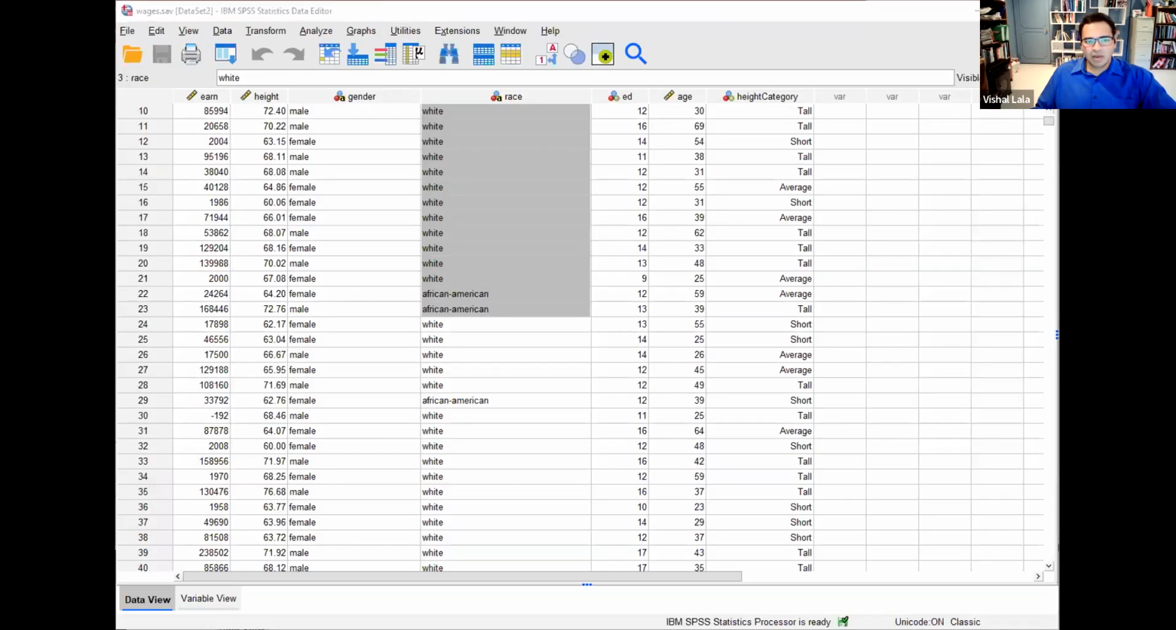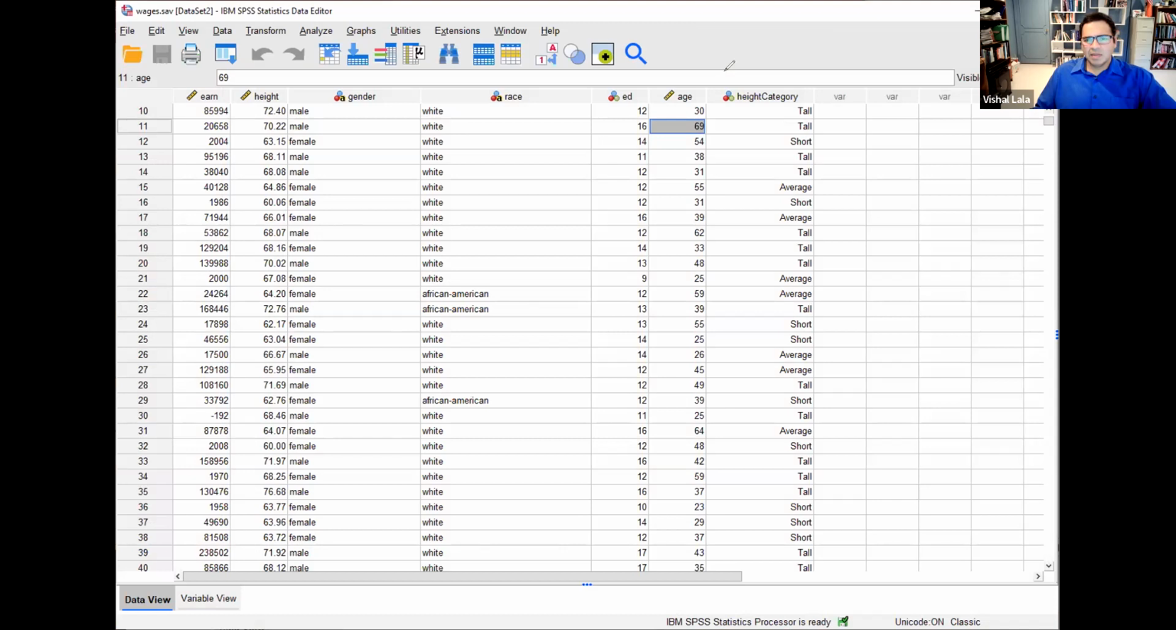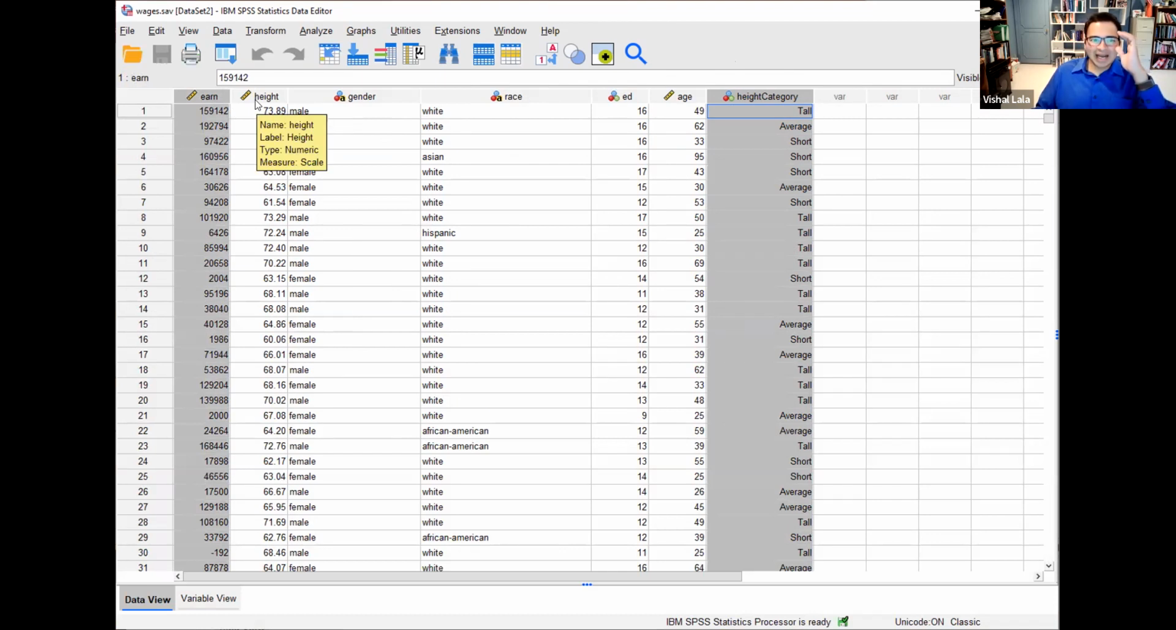Let's go on now to another problem. We're now going to examine the effect of height. How would height matter? Let's take a look. You would think height shouldn't matter. We're going to use the variable height category here as a fixed factor to examine the effect on earning. Now, what you don't want to do is use height as your fixed factor. If you do that, SPSS will get stuck because you gave it an unsurmountable problem.